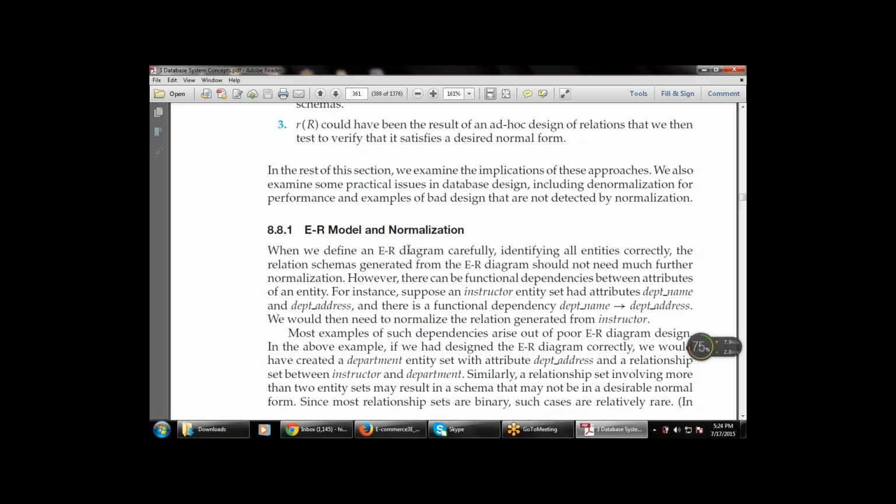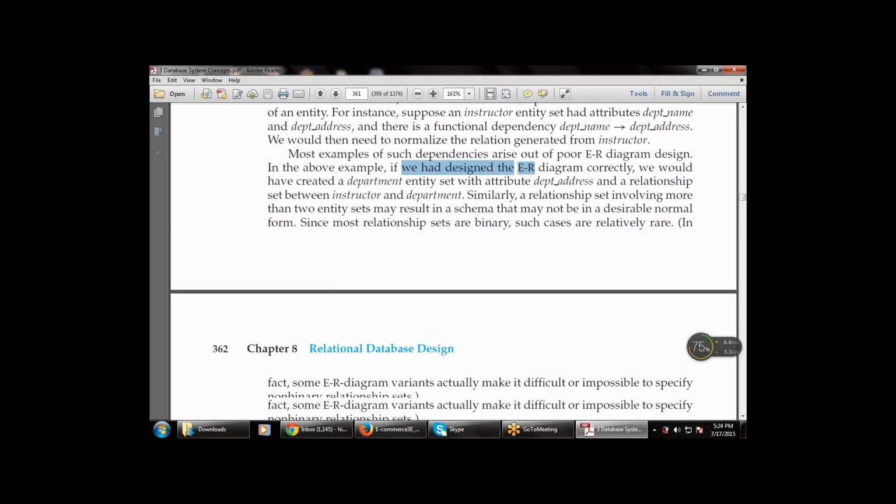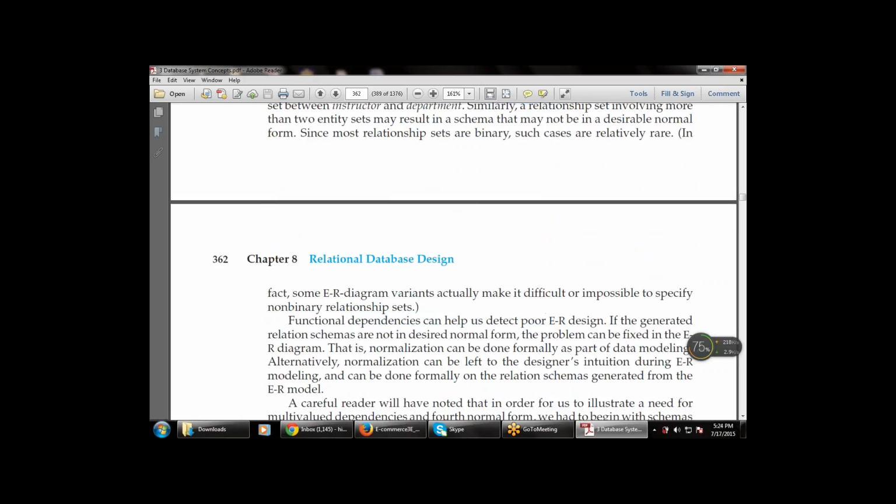However, there can be functional dependencies between the attributes of an entity. For example, suppose an instructor entity set has the attributes department name and department address, and there is a functional dependency from the department name to the department address. So we would then need to normalize the relation that is generated from the instructor. Most examples like this arise out of poor ER design. If we had designed the ER model correctly, we would create a department entity set with the attributes department name, department address and the department budget.